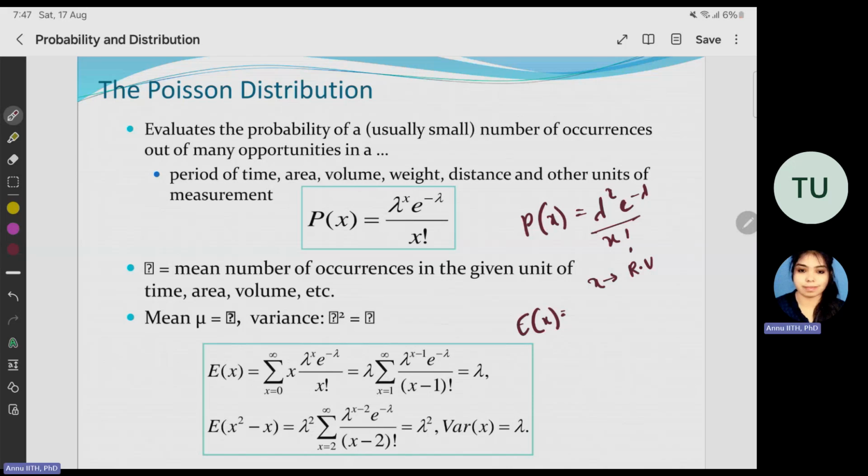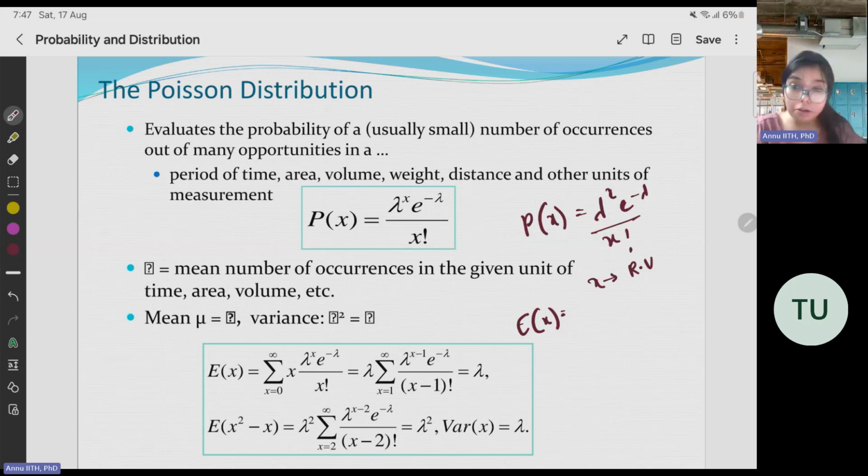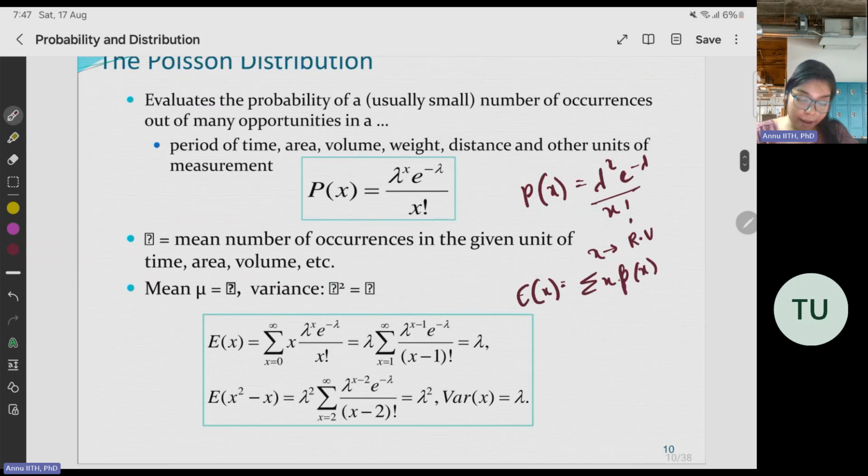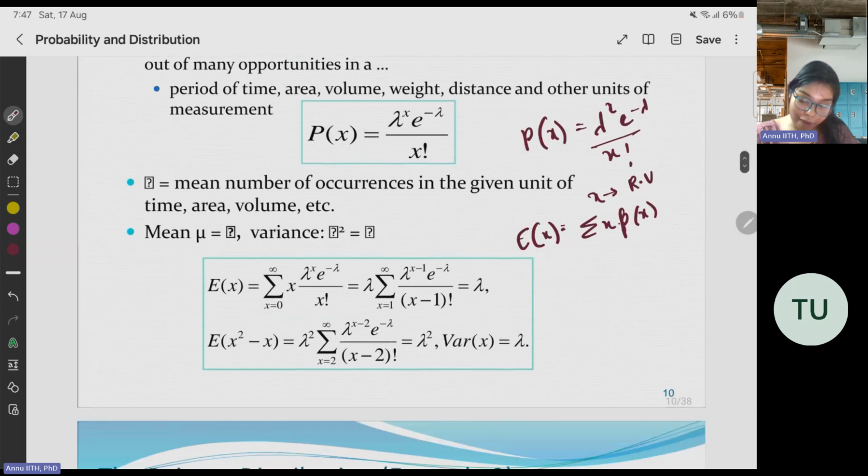So I have to switch on the camera as well. The mean is nothing but, using the same formula, the sum of x times p of x. Since this is a discrete one, we use summation. So this is the summation of x e power minus lambda, lambda power x divided by x factorial. By solving this we get lambda, and later we will see that using the binomial distribution, the mean is np. In that case, lambda is nothing but np.